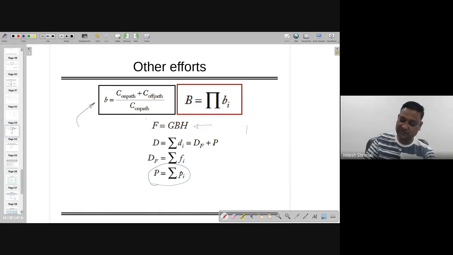So now, as per the new equation, D is nothing but GBH plus P, where all these become capital, just to make sure that each one of them is the multiplication of the stage-wise values. This we already know: H is C out path divided by C in path, and P is nothing but the multiplication of all such small pi.